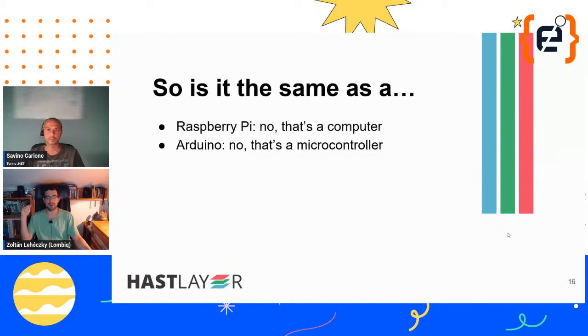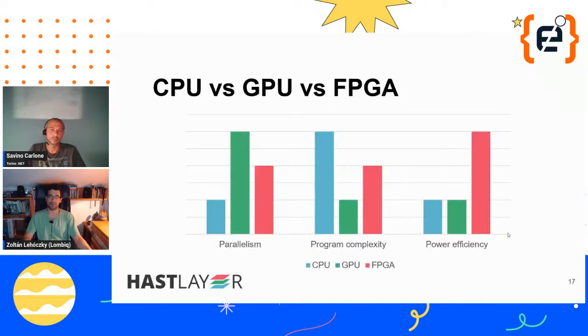Now, to alleviate some confusion, is an FPGA the same as a Raspberry Pi? Well, no. Although a Raspberry Pi is also some little computing thing that has a visible circuit board, no, that's a computer. Similarly, an Arduino or a NetDuino is something else. They are microcontrollers. That being said, sometimes FPGAs are actually built together with a Raspberry or a microcontroller.